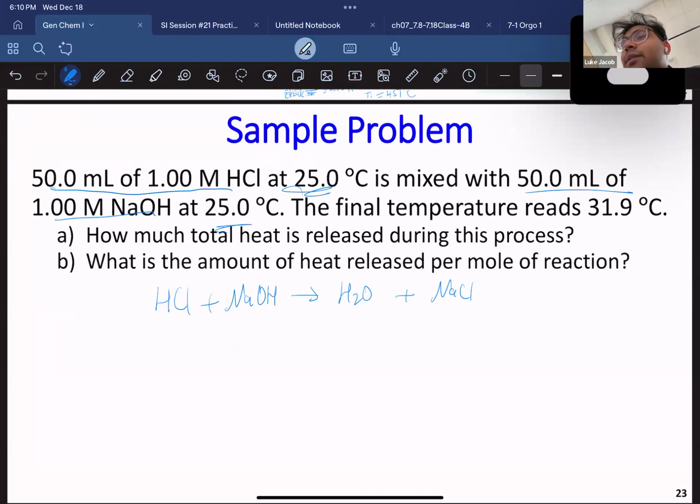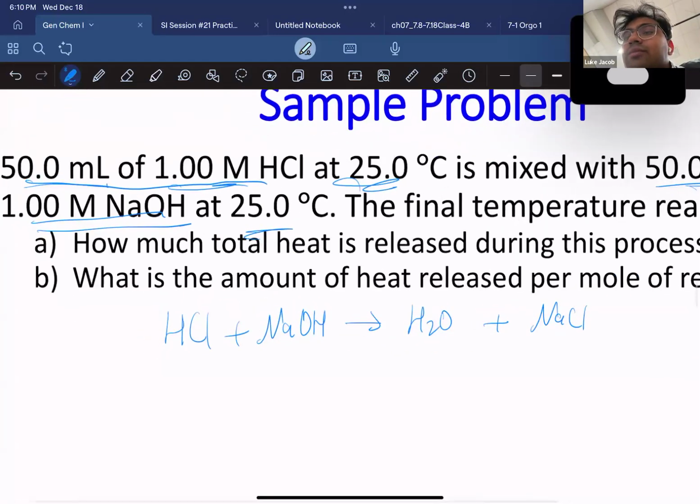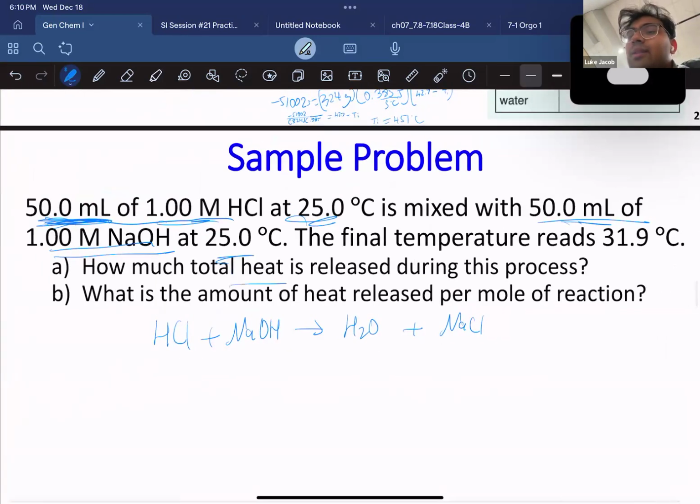And so the first thing is to figure out how many things are being reacted. And as you can see here, it's a 1-to-1 ratio. So I already know that both things are 50 milliliters of 1 molar. You don't need to do a limiting reagent because you already know that they're both reacting in the same amount. So what you want to do is add these amounts together to figure out the total heat released.